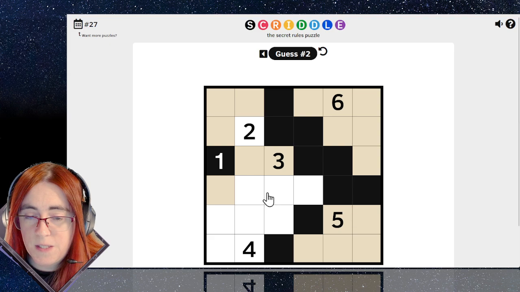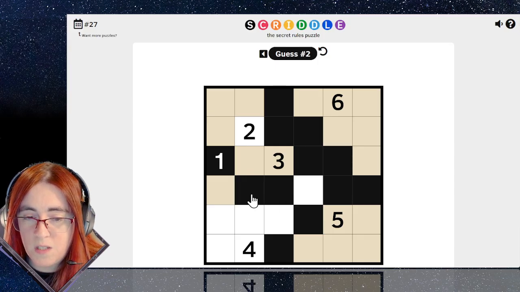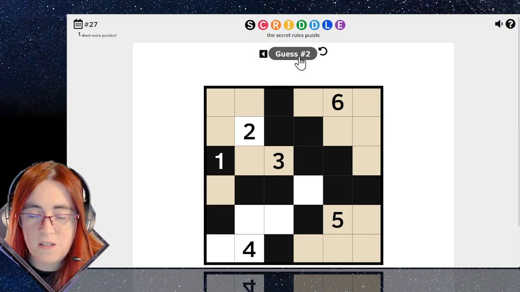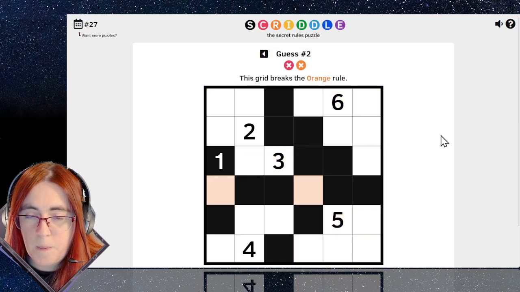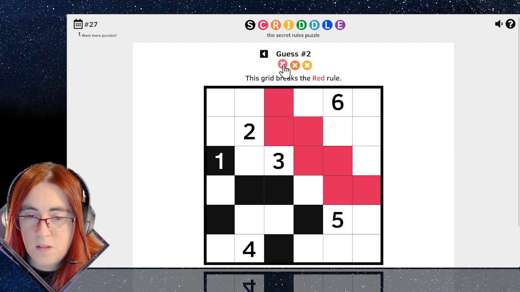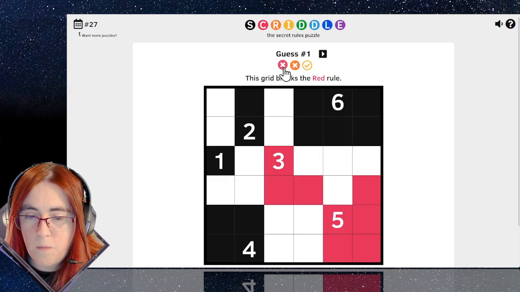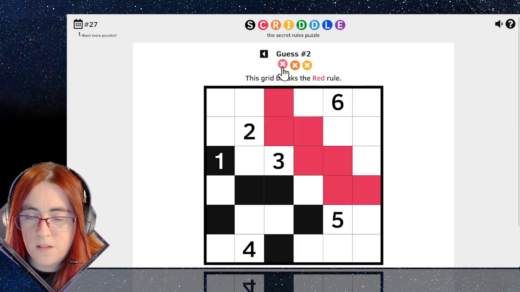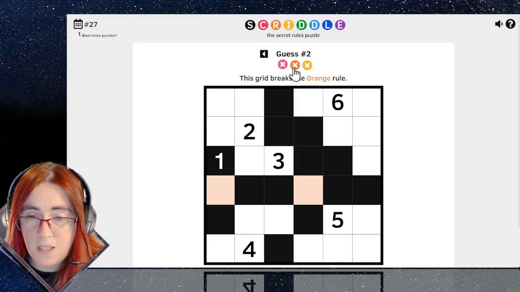What else? I mean, should we just do this as our test? Maybe put in some other stuff in here. There, sure. This is our test. So we broke the red rule. Okay, so that still seems to be... This is still consistent with the red rule being all shaded areas must be rectangular.